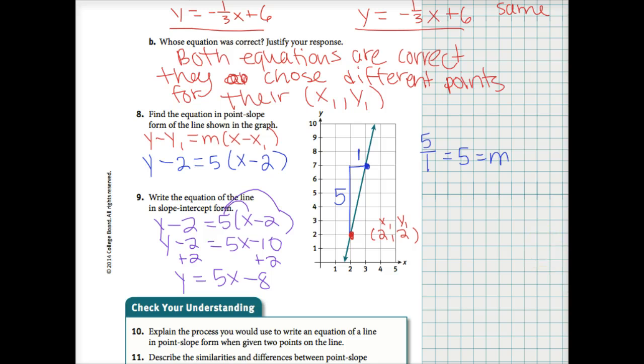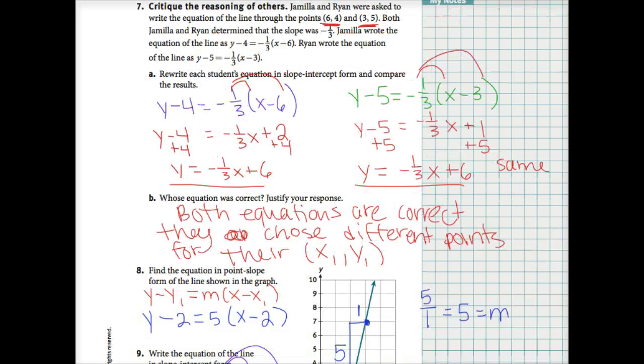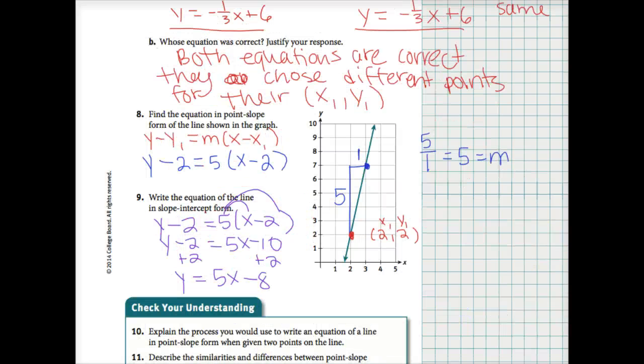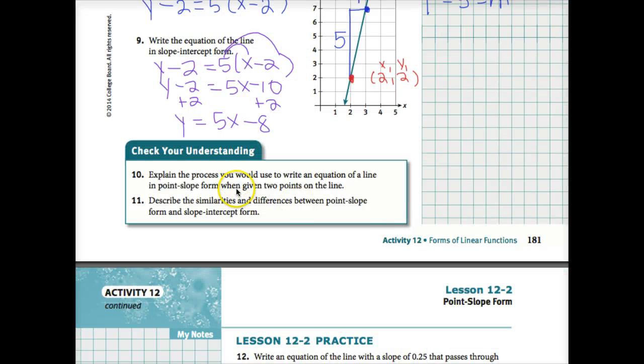All right. Wrapping it up here. Number 10, explain the process you would use to write an equation of a line in point-slope form when given 2 points on the line.